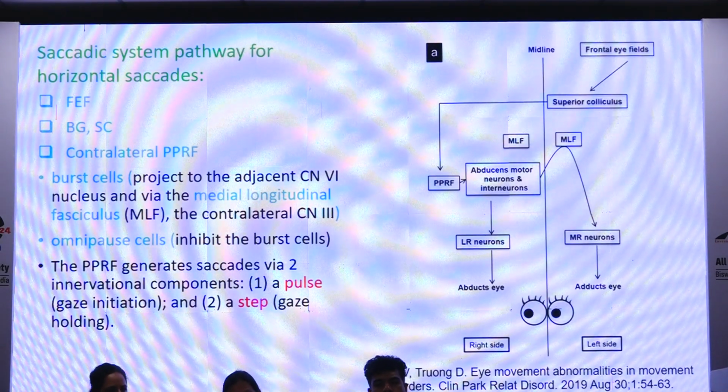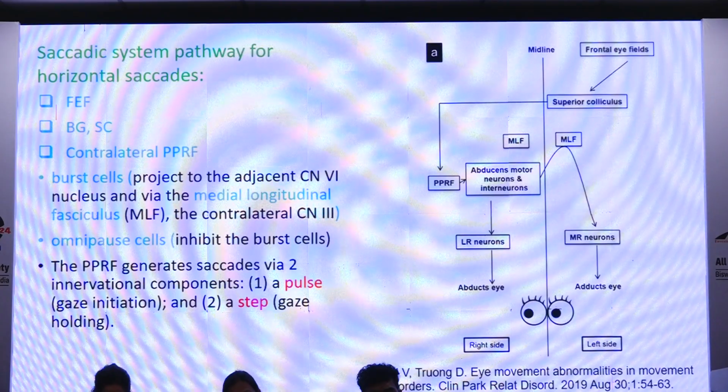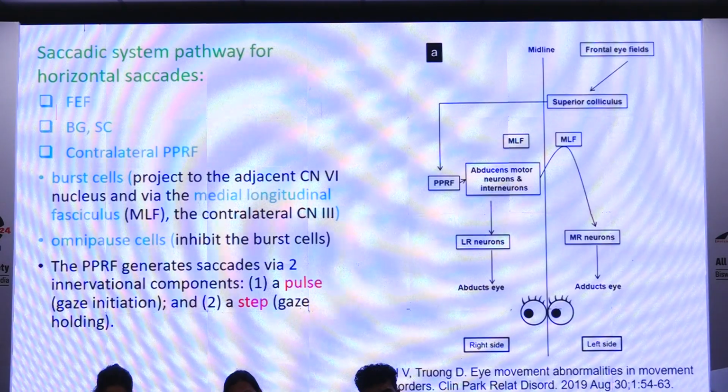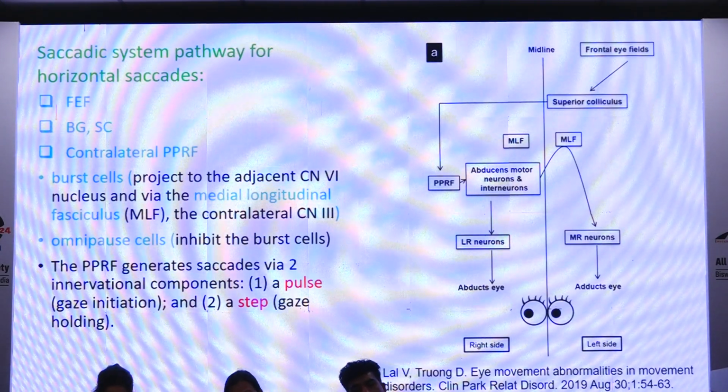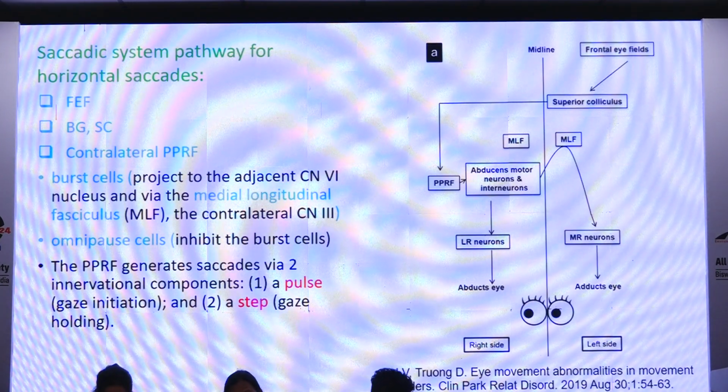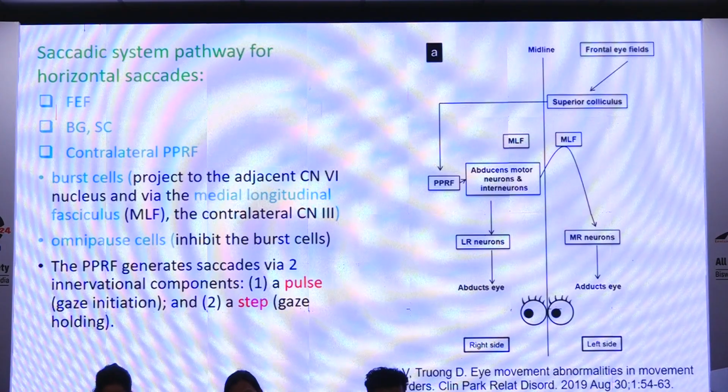There is a horizontal pathway and there is a vertical pathway. Why am I going into this pathway a little bit? Because it is useful to understand it, otherwise we cannot interpret the cases. In the horizontal system, the frontal eye field is affected, then we come to the basal ganglia, and whenever the frontal eye field is affected, it stimulates the contralateral PPRF, which is a horizontal gaze coordinator. So this is the contralateral side.